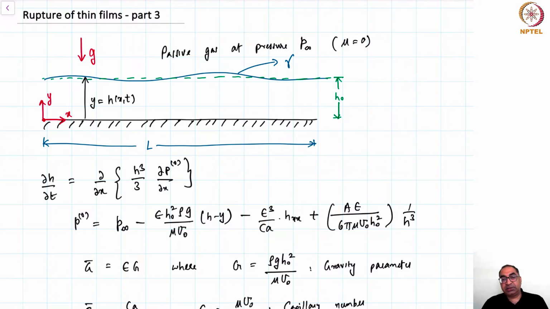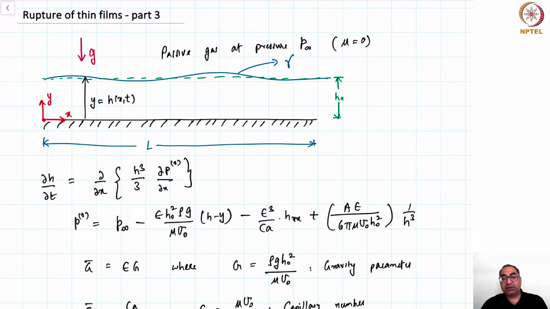The parameters were the Hamaker constant parameter A bar, the gravity parameter G bar, and the capillary number parameter, which is C bar. We had also analyzed special cases where either two forces were absent or one force was absent. For example, we looked at cases where gravity and capillary number parameters were 0, and we looked at the effect of only the Hamaker constant.